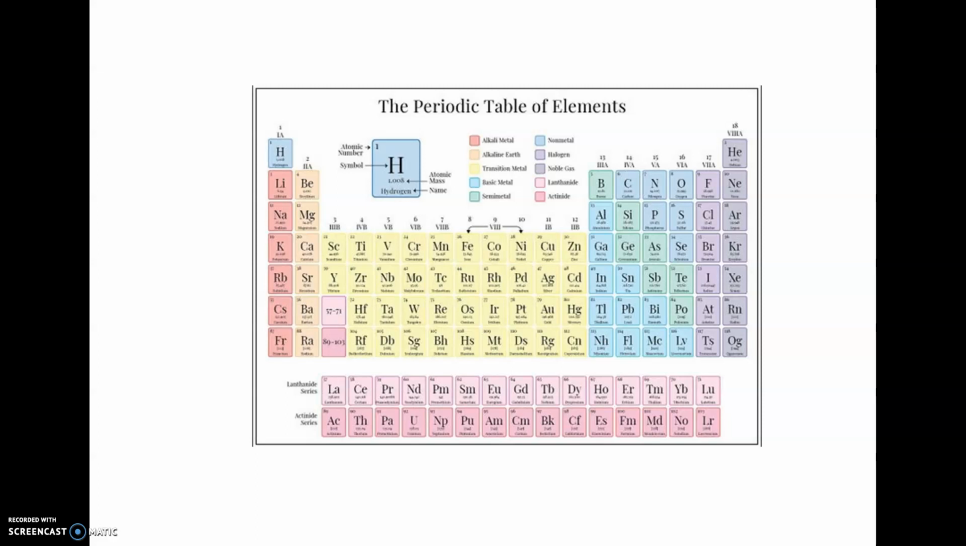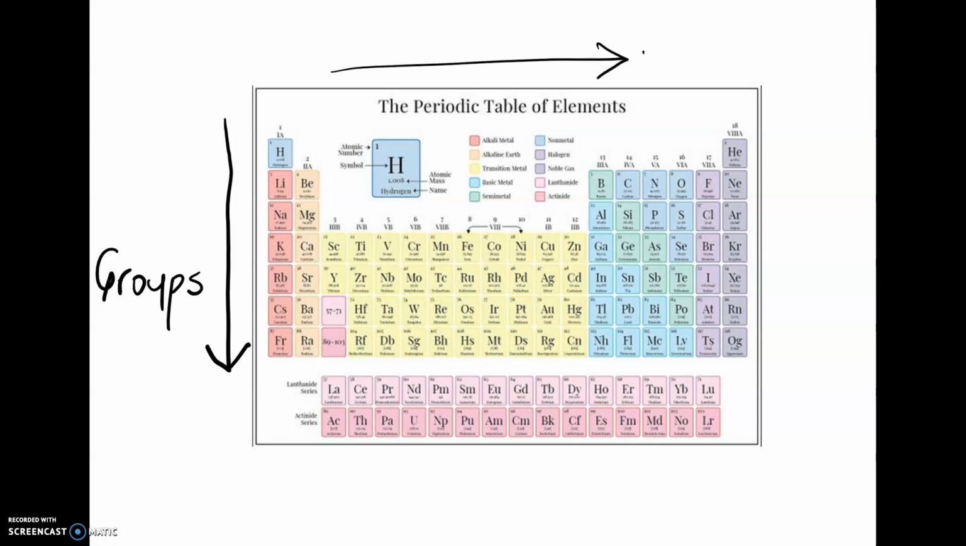Today we'll be looking at the periodic table. As you can see, there is a periodic table in front of you. So what we're going to do is annotate the different parts of the periodic table. If you go down this way, these are called groups. And then if you go across, it's called periods.